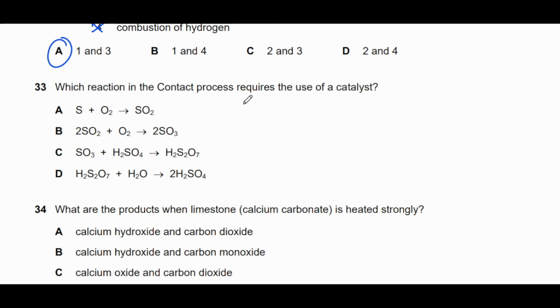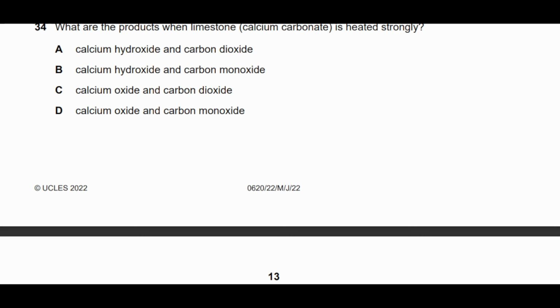Which reaction in the contact process requires the use of the catalyst? It should be quite simple. The contact process reaction that requires the catalyst is this one, 33. Because this one is where you need 450 degrees Celsius and the vanadium oxide catalyst. This process is the reversible one that needs the catalyst. Next, what are the products when limestone is heated strongly? When you heat calcium carbonate strongly, you will get calcium oxide and carbon dioxide.